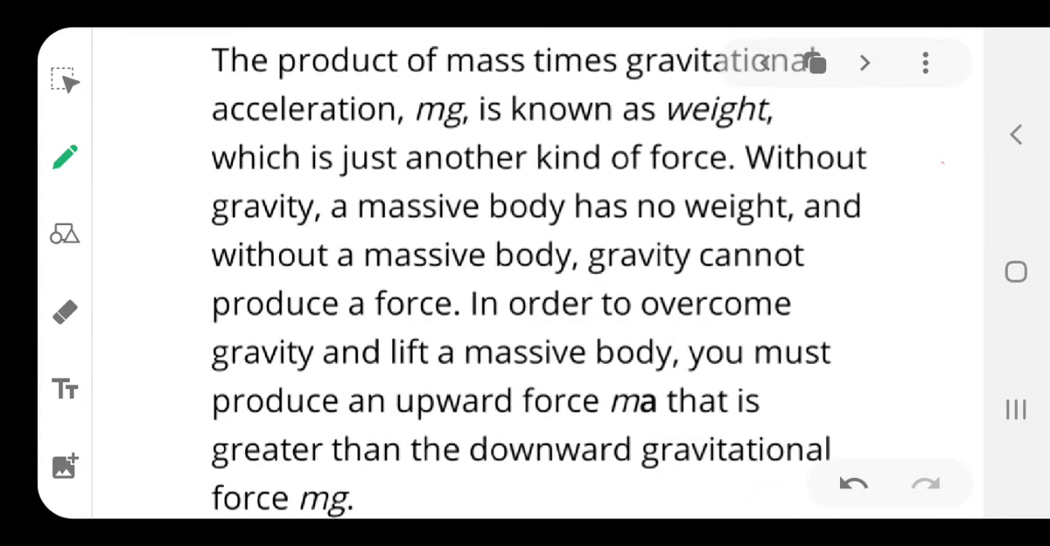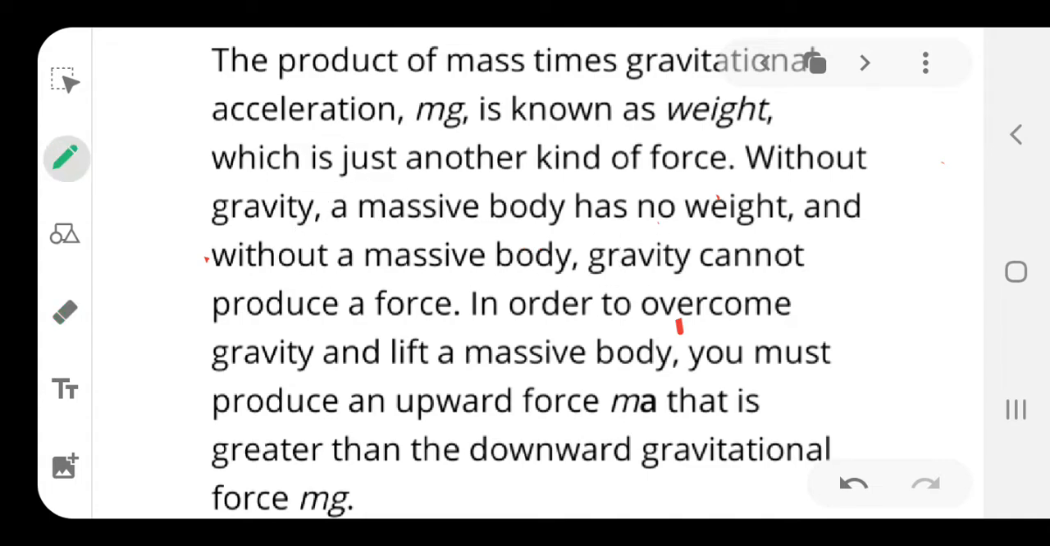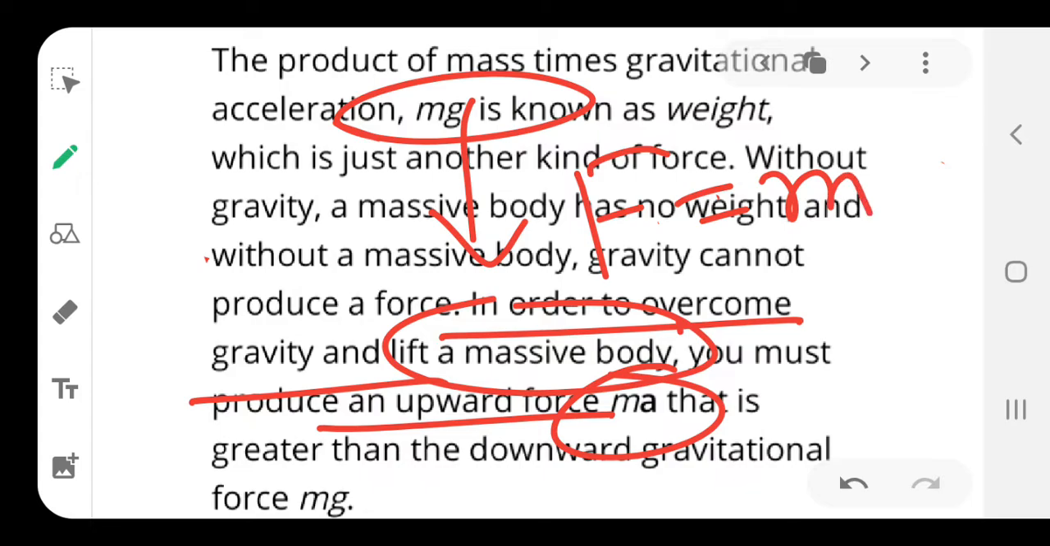And then there is one word that we already told in tutorial 1, something called weight. So, don't get confused now with weight and mass, they are 2 different things. As far as weight is concerned, we call it m into g, where g is the gravitational pull of the planet. In this case we talk about Earth. So, in order to overcome gravity and lift a massive body, you have to apply an upward force, which is ma, because we have just told you F equals ma.